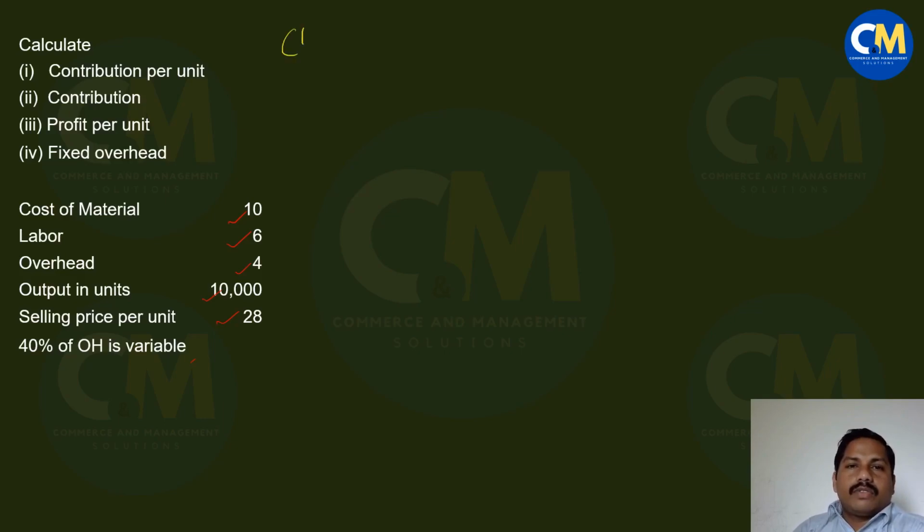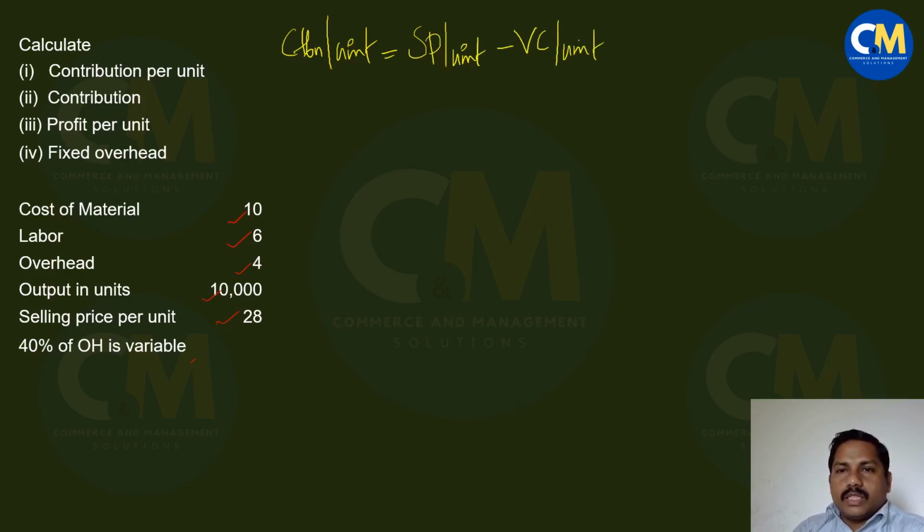First we will calculate contribution per unit. To calculate contribution per unit, we can use the contribution equation, that is equal to selling price per unit minus variable cost per unit. From this question, we need to identify the selling price. It is very clear. Selling price is clearly given, that is 28 rupees. So we can write here selling price is equal to 28.